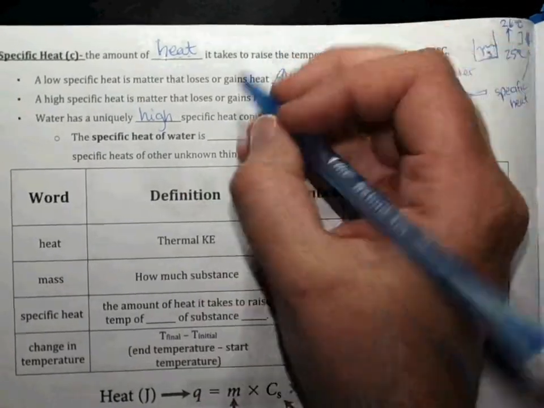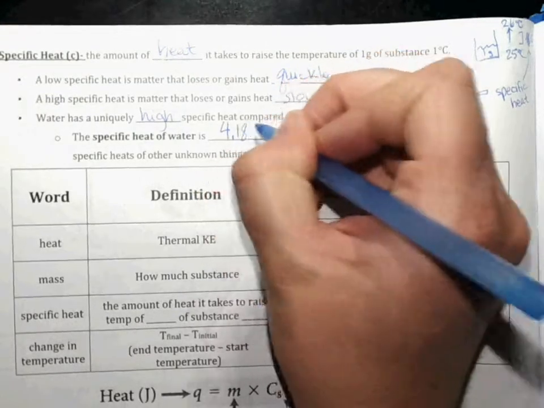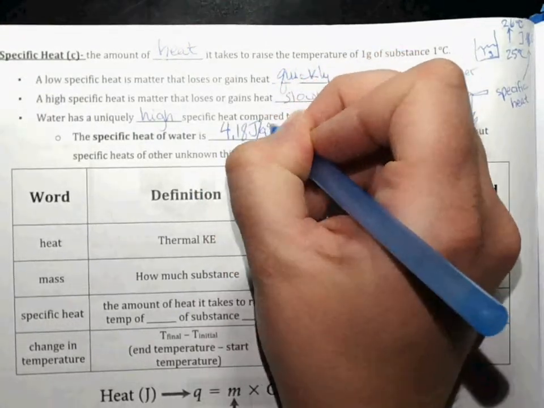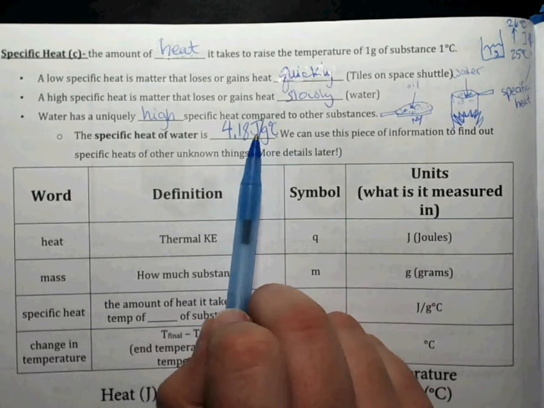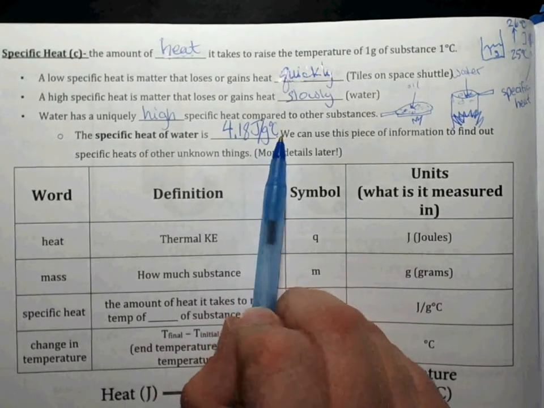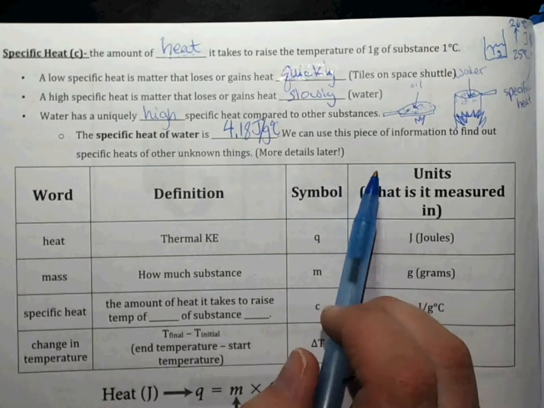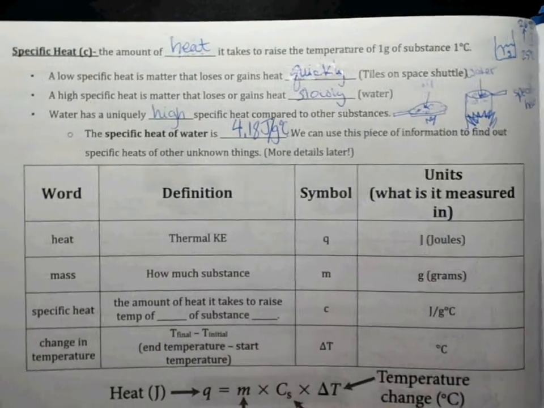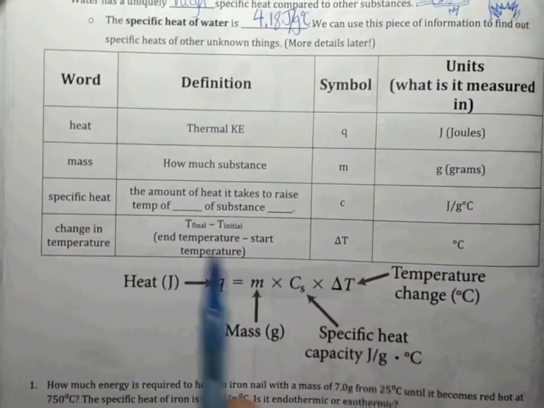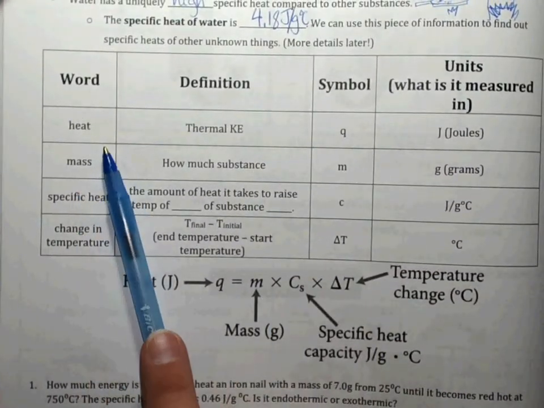The specific heat of water is 4.18 joules per gram degrees Celsius. Those units are joules for energy, how much energy it takes for every 1 gram to be 1 degree Celsius hotter. We will use this piece of information to find specific heats of other unknown things. We're going to come back around to that later. For now, let's talk about our variables.